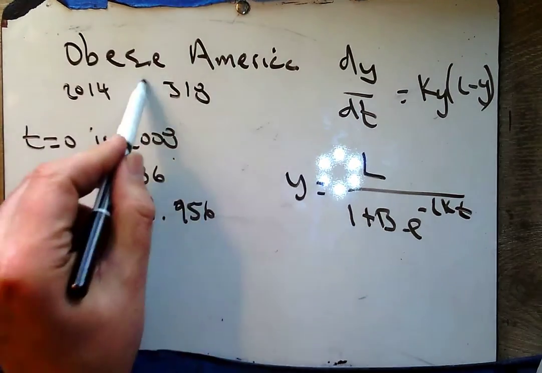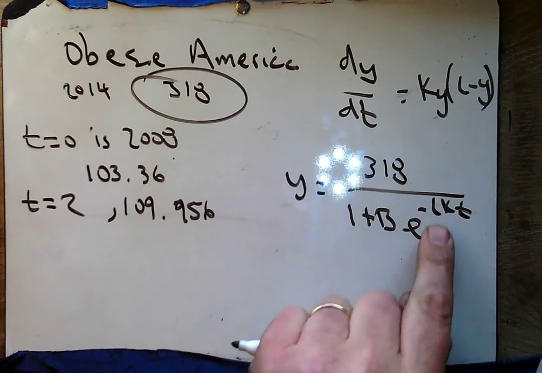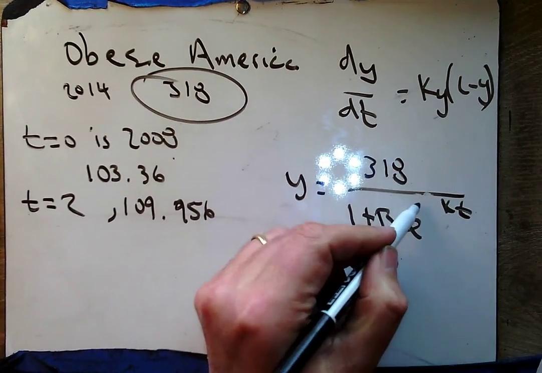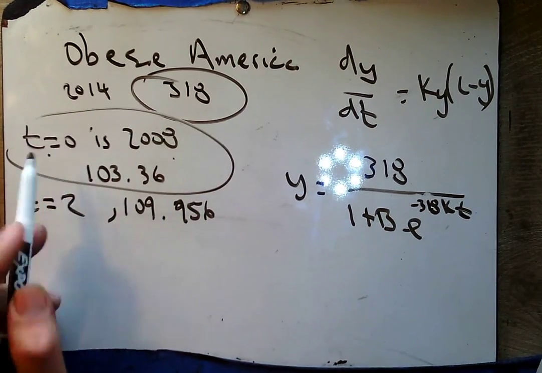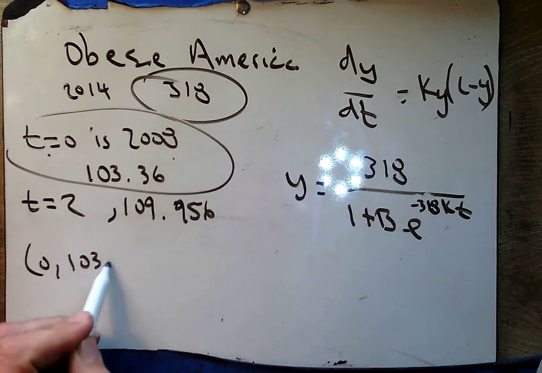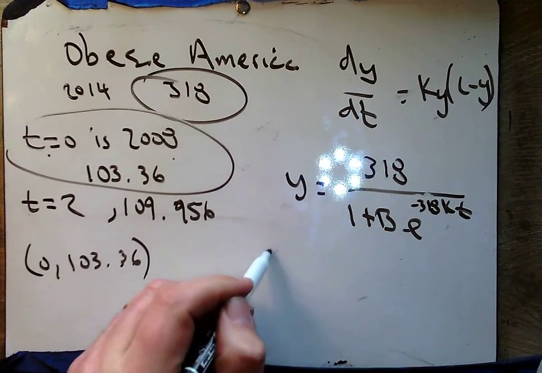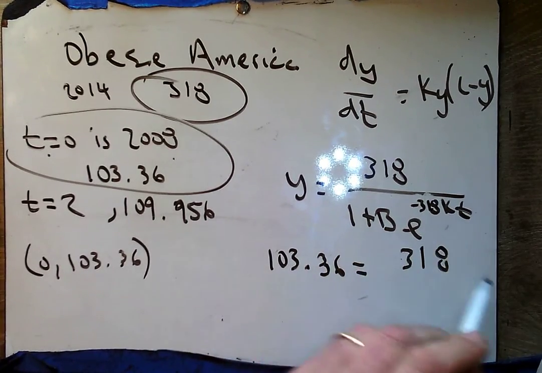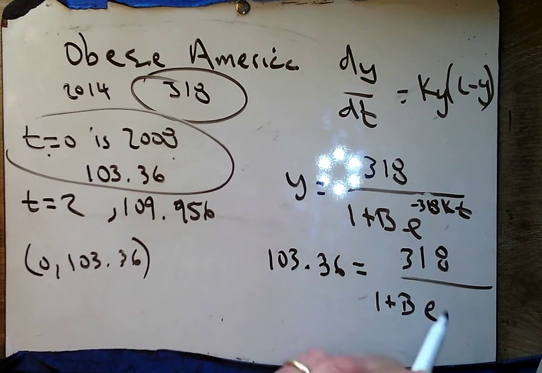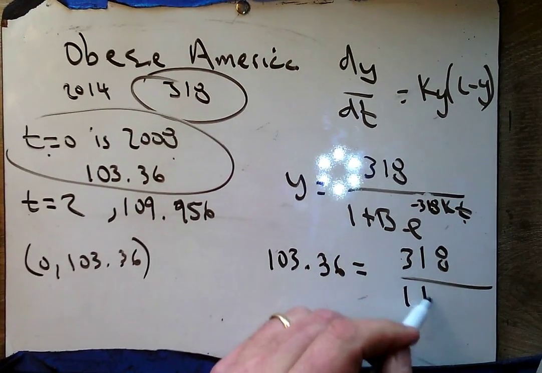All right, we know the total number of Americans, so I'm going to plug in 318 here, and 318 in here. Now, what about plugging in this? I've got the ordered pair 0, 103.36. That's a time, and that's a y value. So 103.36 equals 318 over 1 plus b e to the, if I plug in the 0 there, this is all going to become 0. And so what do I have? e to the 0 is 1, so I just have 1 plus b.